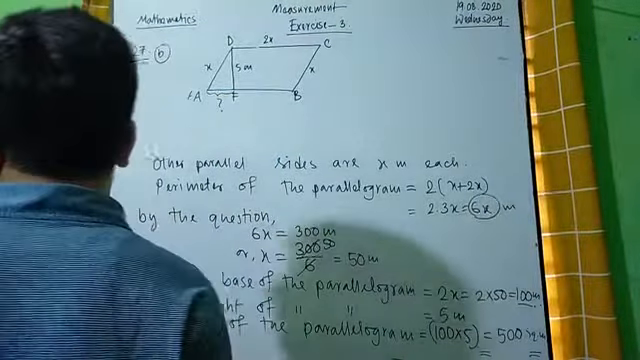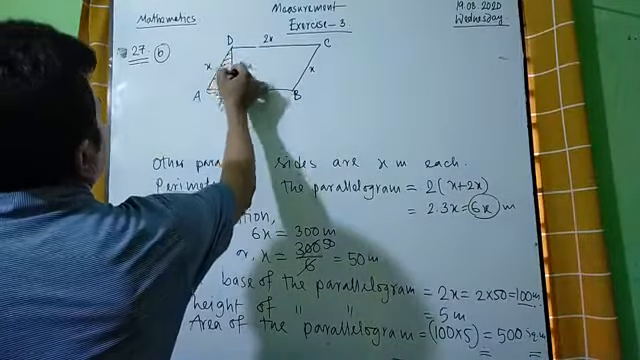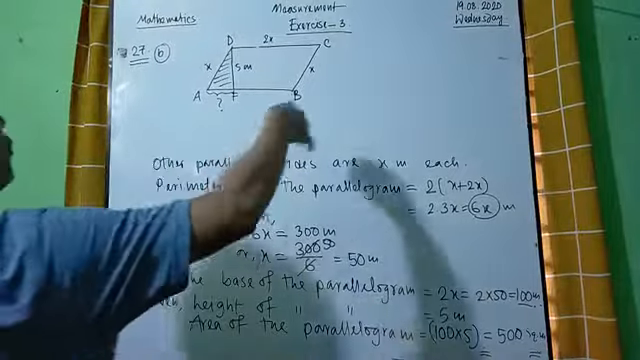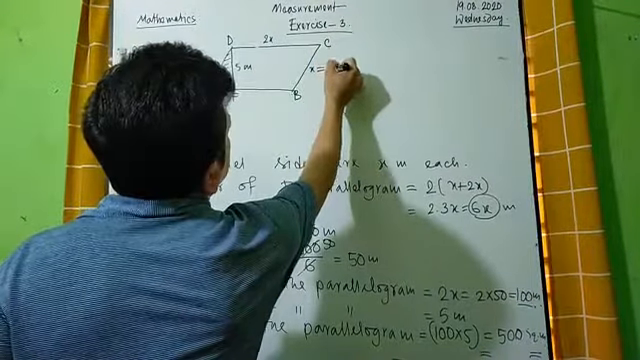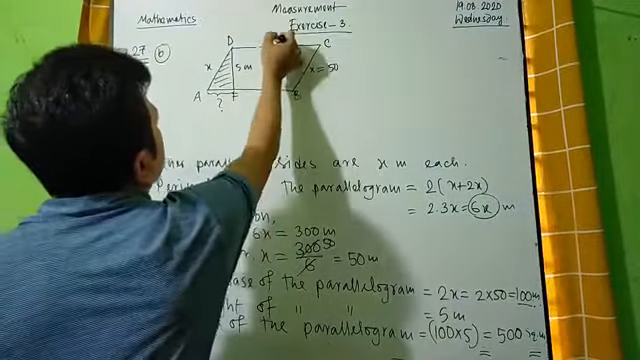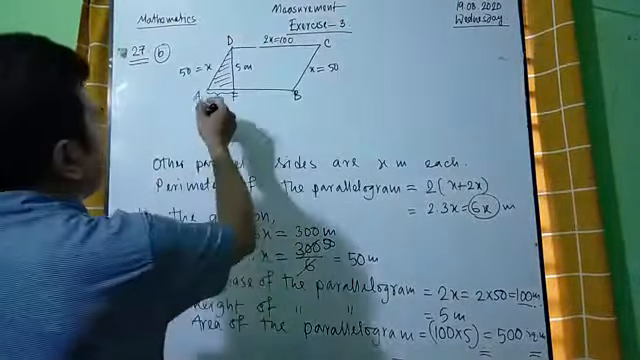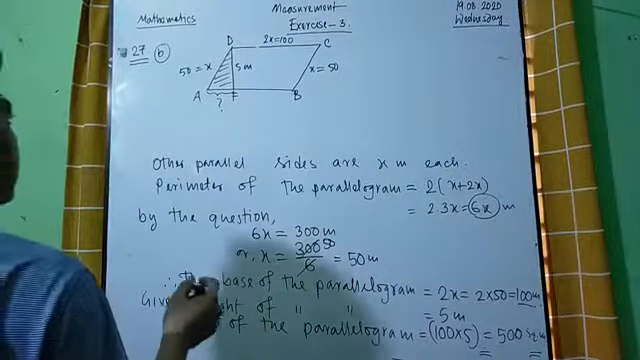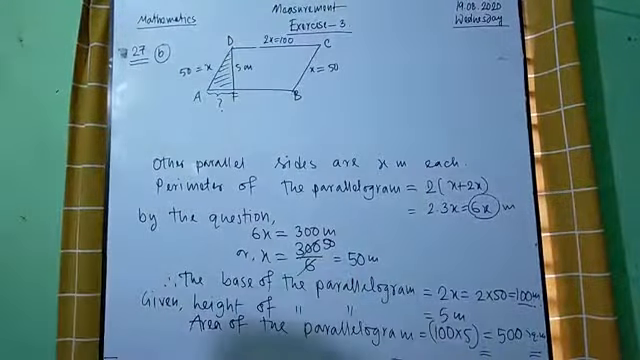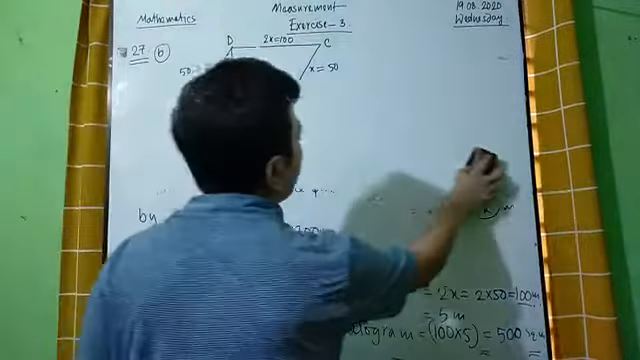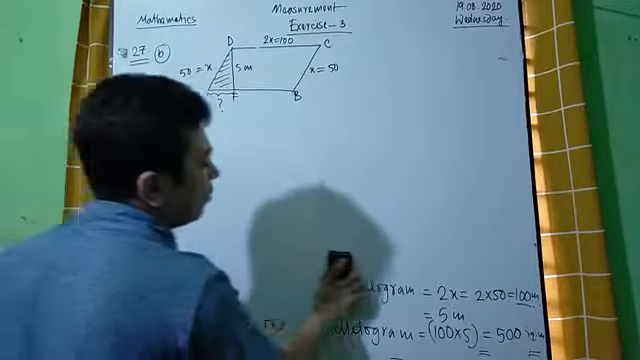And one clue we have been given: the triangle AFD, its area equals 1/4 of the area of the whole parallelogram. X equals 50 meter, so 2x equals 100. We only have to find the value of AF. The clue is that the area of AFD equals 1/4 of the area of the whole parallelogram.